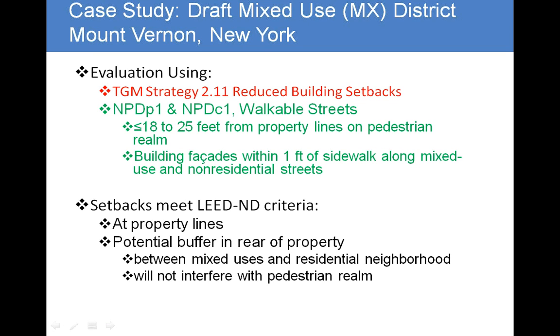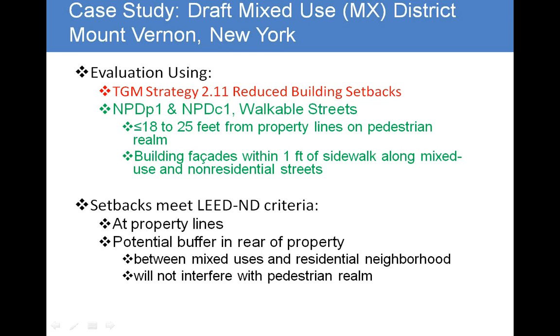This strategy references criteria from NPD Prerequisite 1 and Credit 1 walkable streets. NPD Prerequisite 1 and Credit 1 encourage reduced property setbacks to facilitate a pedestrian-friendly street wall, sidewalk proximity, and minimum property line distances. To comply with them, setbacks should not be more than 18 to 25 feet from property lines that interact with the pedestrian realm, and should ensure building facades are within a foot of any sidewalk along mixed-use and non-residential streets.